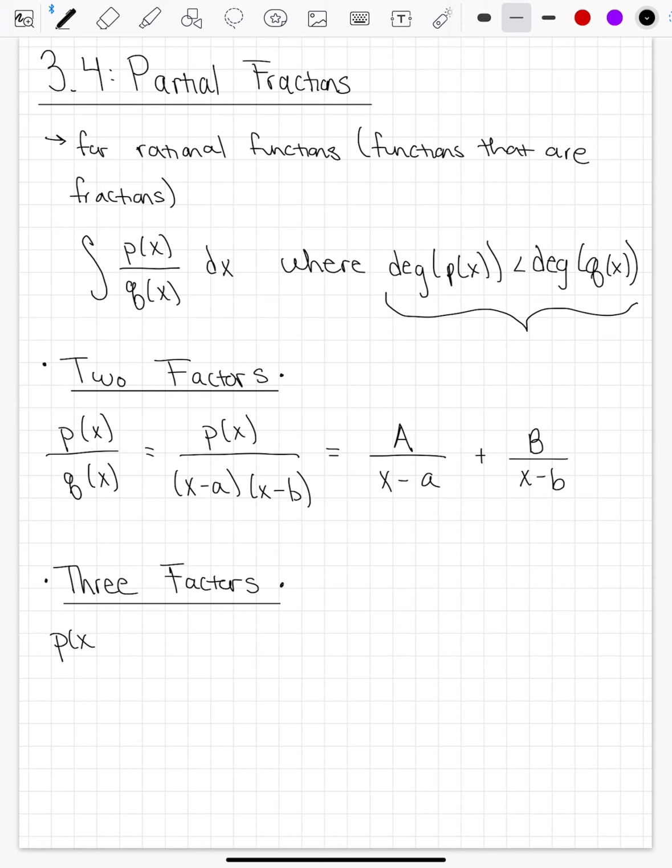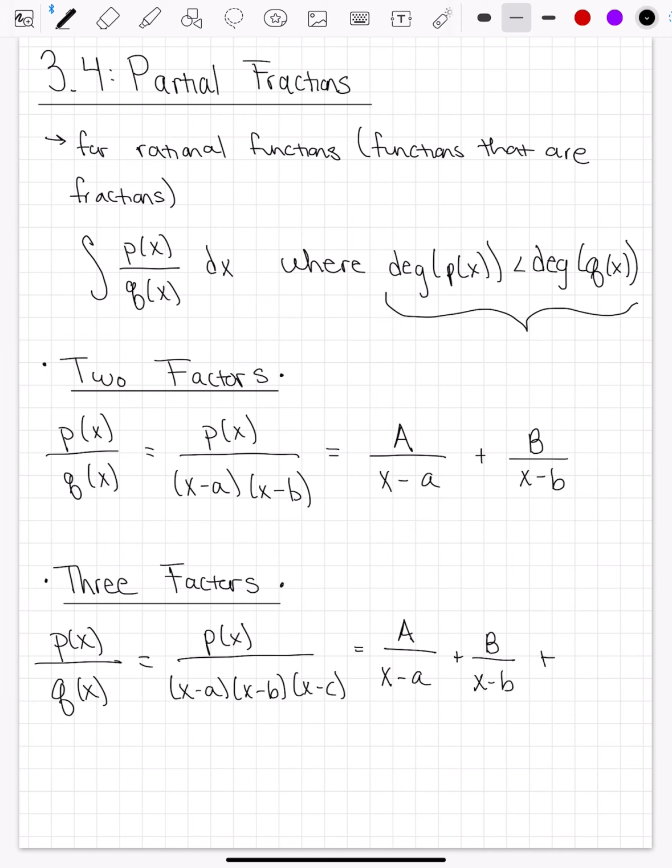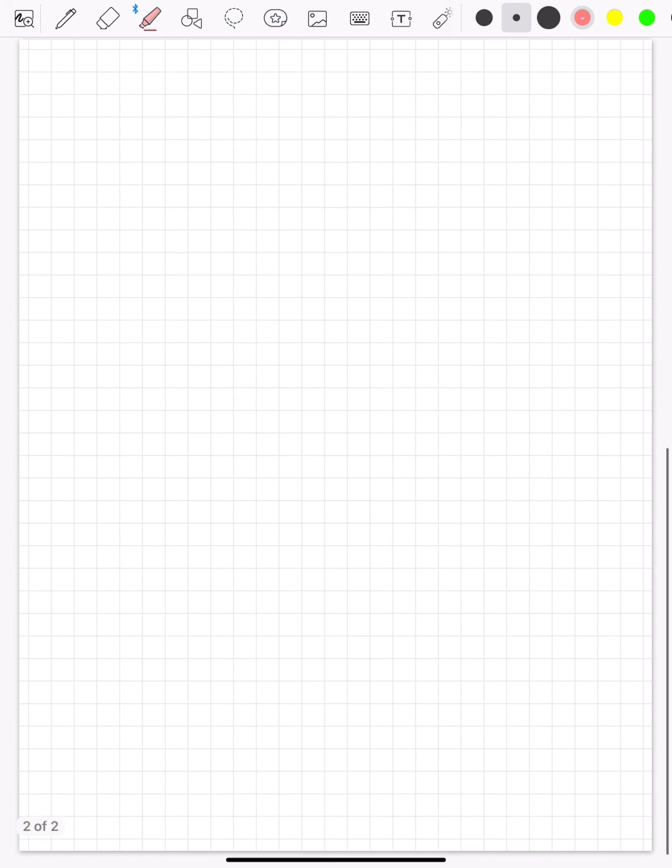Let's say we start with, again, some function of the form p of x over q of x, and then we'll factor the denominator. This time we're going to factor it into three factors, and then we'll end up with three separate fractions that will be simple to integrate, because the capital A, the capital B, and the capital C are all constants. So again, like all of our other integration techniques, we're basically trying to simplify the integrand, the function that they give us, in order to make the actual integration easier for us to do.